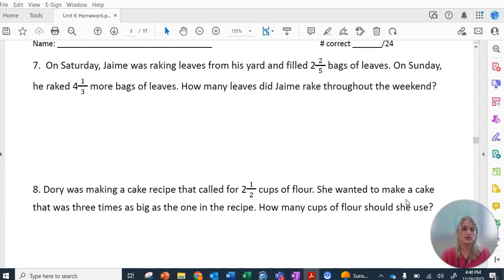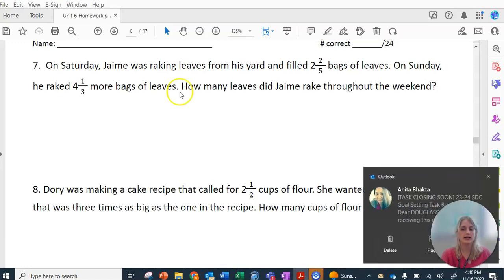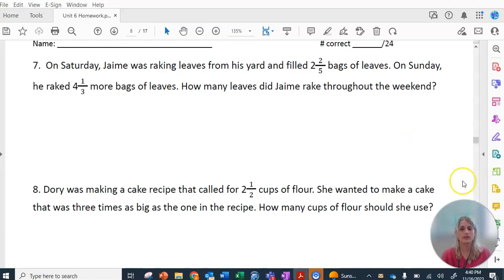On Saturday, Jamie was raking leaves from his yard and filled 2 2/5 bags of leaves. On Sunday, he raked 4 1/3 more bags of leaves. More. Is that an adding, subtracting, multiplying, or dividing? It's not for every, it's not less than, a more is a plus. 2 2/5, and then you did some more.